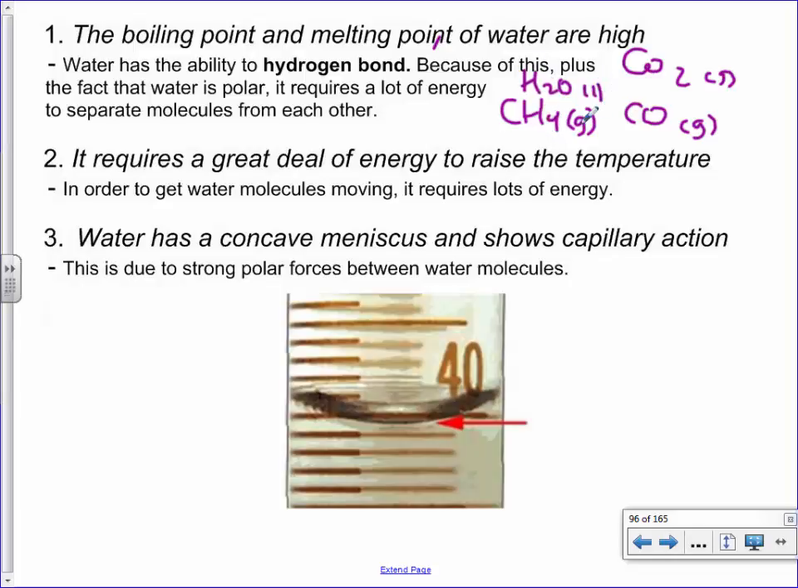Water is usually a liquid. Why does water stick together? It's actually because it has a little bit of a higher melting point than you'd expect.